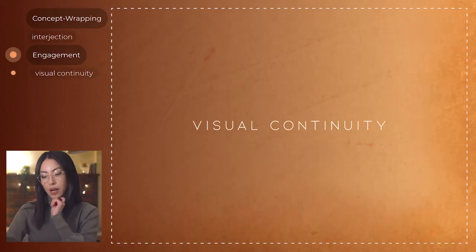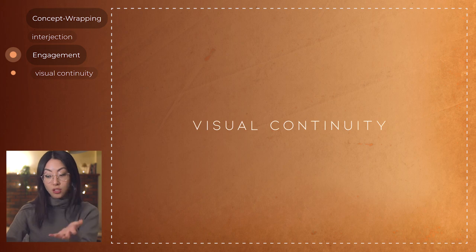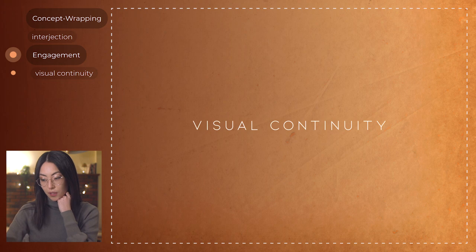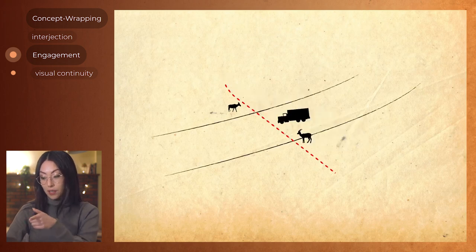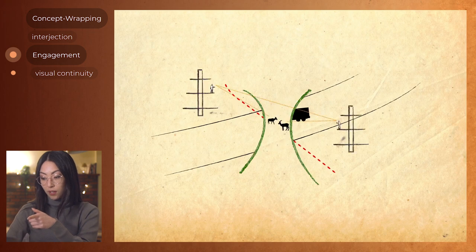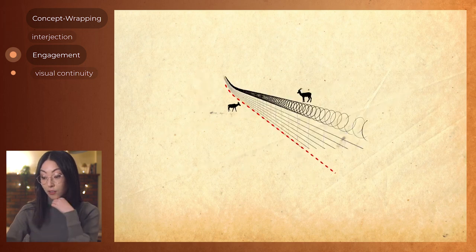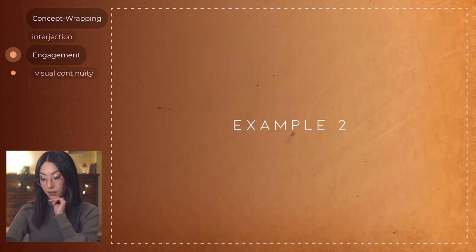One of the ways I like to create engagement is through visual continuity. So this is a really simple example. I actually showed this in my other video about the border crossing in the DMZ, but see how the diagrams all connect visually. I'm using some of the same elements so that it's very easy for them to understand what I'm talking about. And then another example.